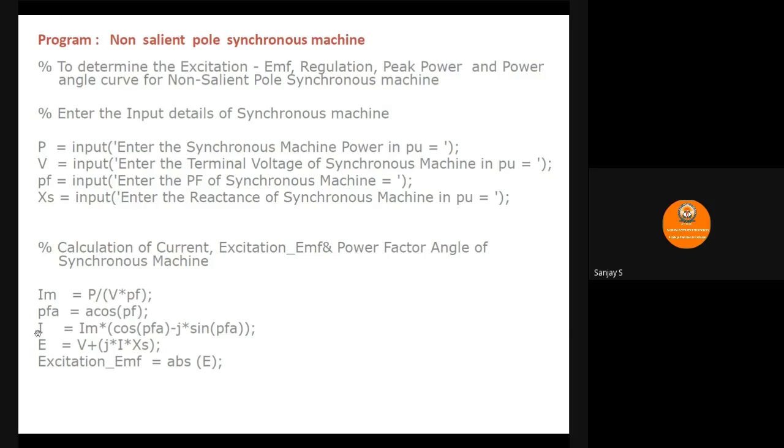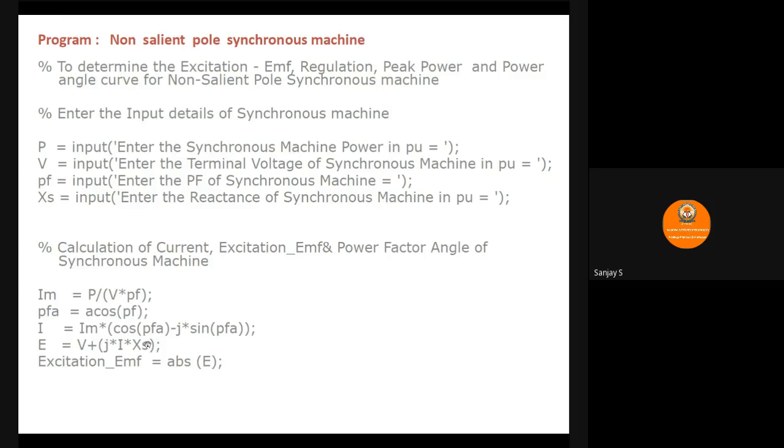Then I am trying to express current in the complex rectangular form. So I will be equal to IM cos of PFA minus J sin of PFA. So IM into cos theta minus J sin theta in general, if you consider. So it will be cos of PFA minus J sin of PFA. Then as per the formula, the relationship between terminal voltage as well as the generated voltage, E will be equal to V plus JI into XS.